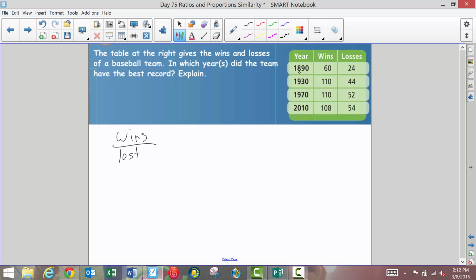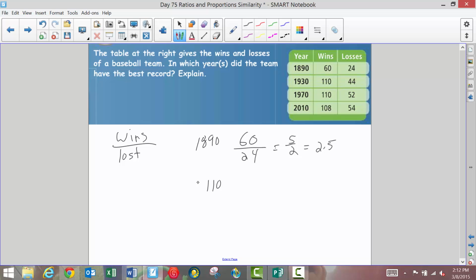So for 1890, if I compare 60 wins to 24 losses, I do 60 over 24, reduce it to the simplest form, and I get 5/2, which is 2.5. So that means for every 5 wins, they only have 2 losses. That can also be pretty good, but we have to compare the other win-loss ratios.